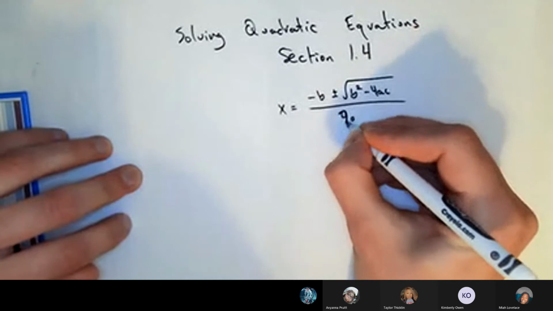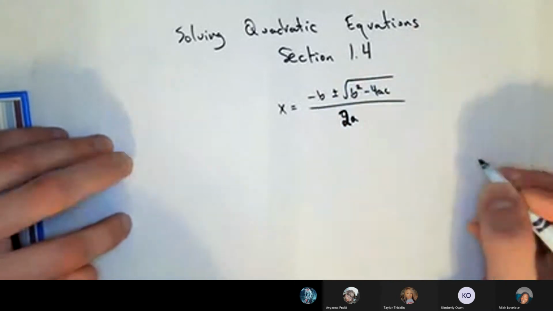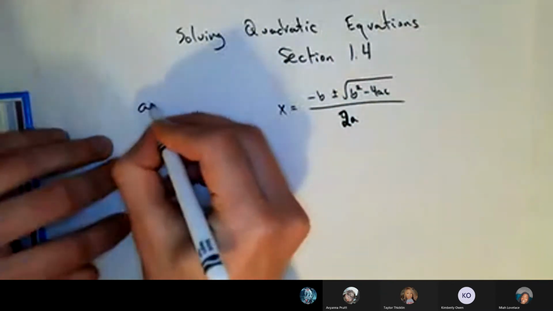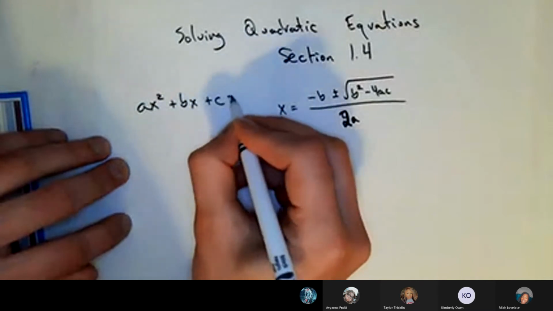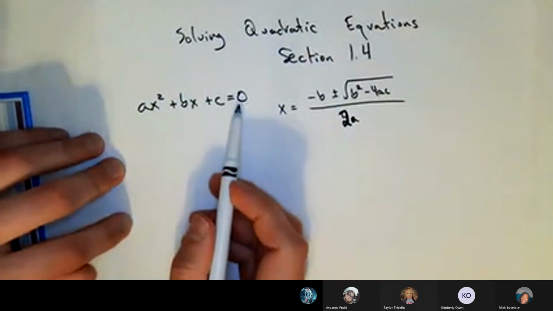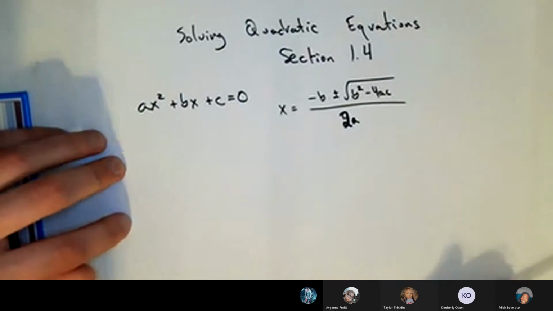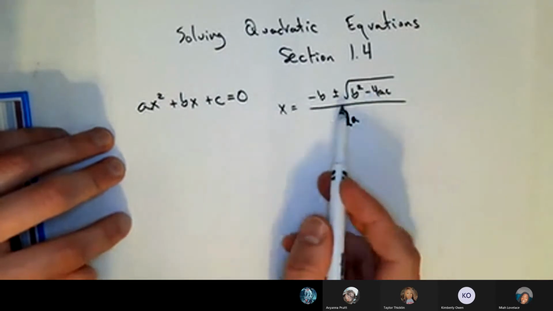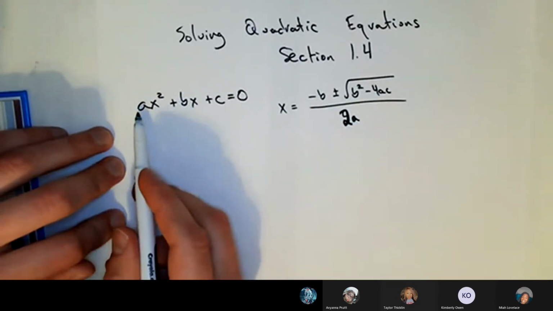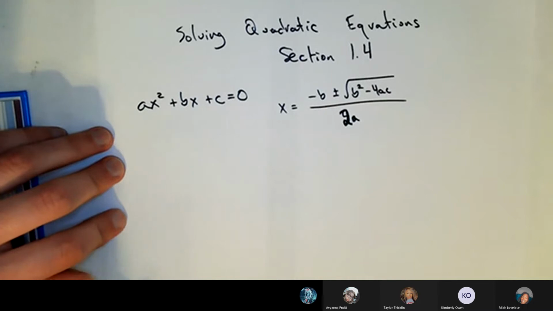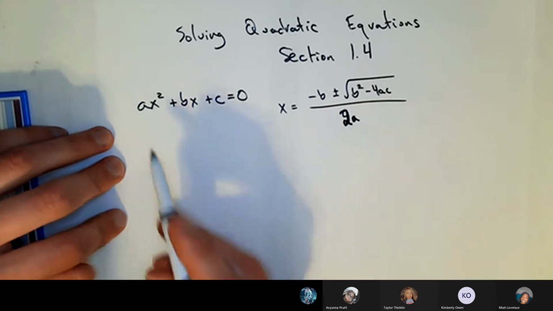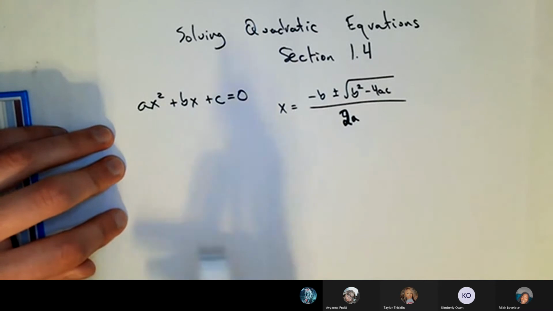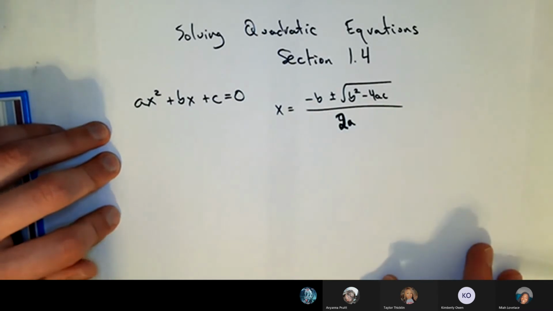Whoa, that's supposed to be a 2. That's 2a. And that is for quadratic equations of this form, where there's a 0 there. The a, b, and c you see in this formula are coming from the coefficients of the quadratic equation. So that is going to be on the final.